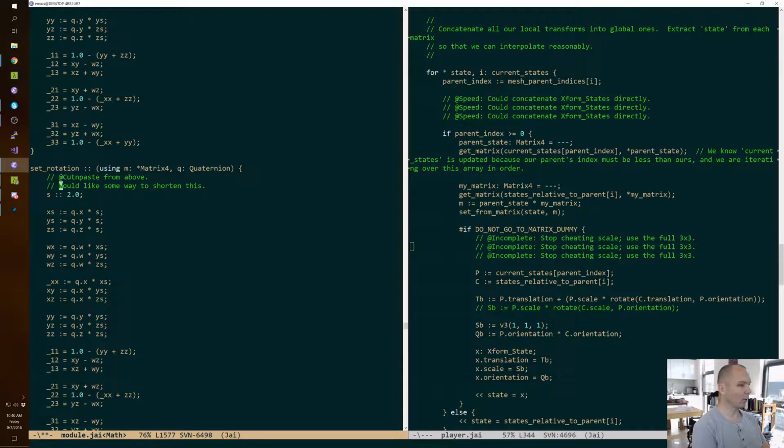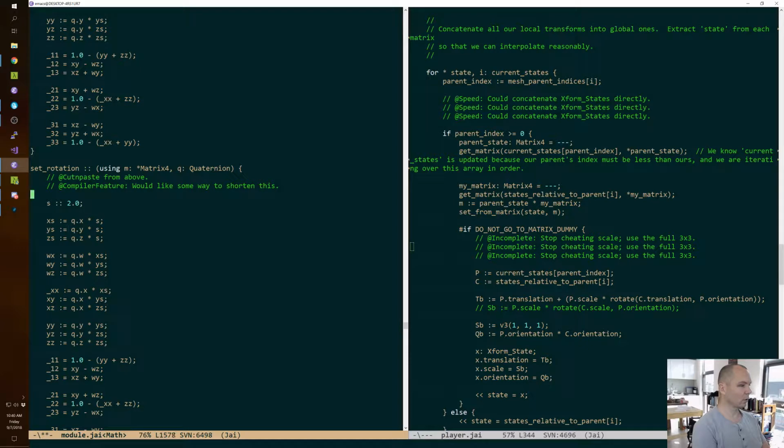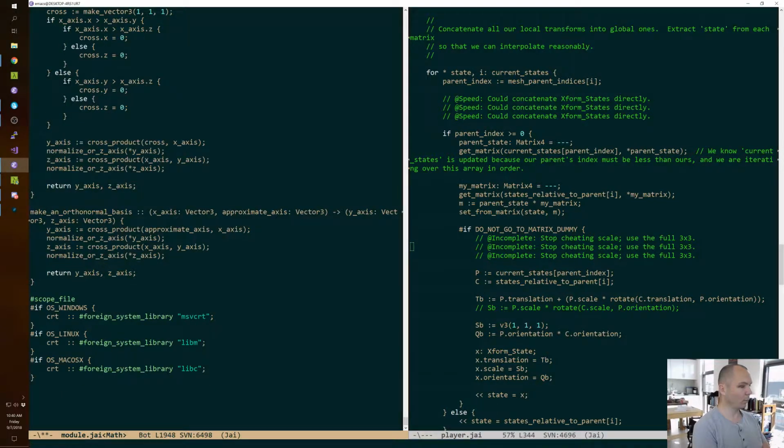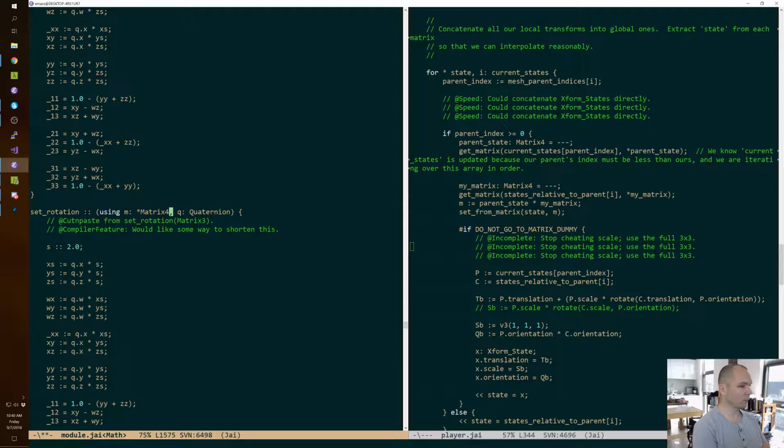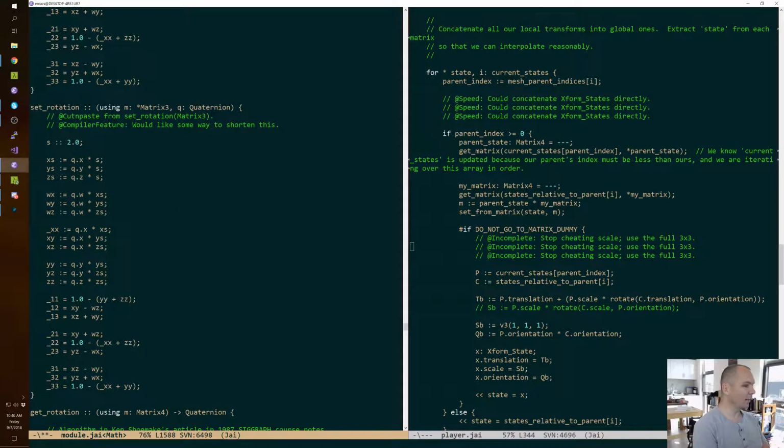I've been thinking about compiler features. Okay. So this is literally the same code. It's just going into a different memory layout. The text is exactly the same. So you could imagine some metaprogramming thing where you just say, oh, this text comes from this other thing, or something like that.